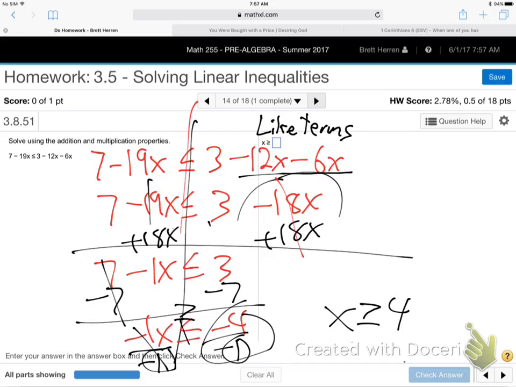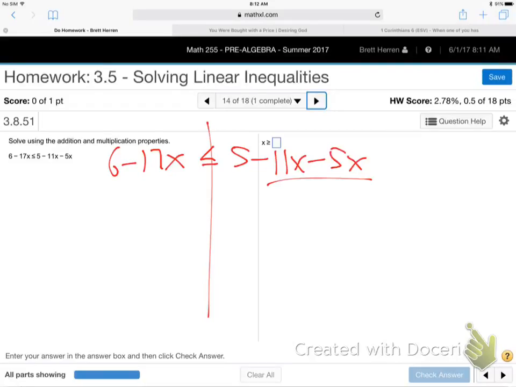Let's do another one. So these two right here are like their x's on the same side, so they get together. They combine. So what are they going to make? Minus 16x? Good so far? So those two combine like terms.